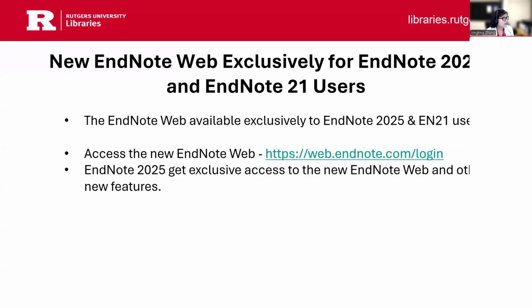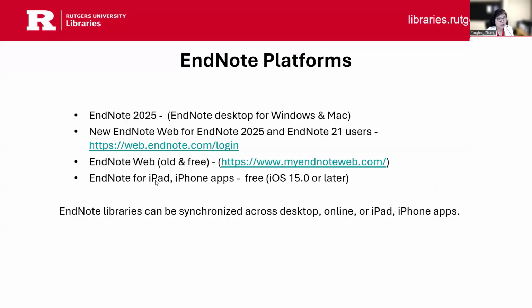Now back to this. Another platform is the iPad and iPhone apps for iOS 15 and up. These are very convenient when you are on the go and want to grab some references, but when you try to cite, I would definitely not recommend using those. They're much less flexible. When you are writing a manuscript or a paper and need to cite extensively, the desktop is the way to go.